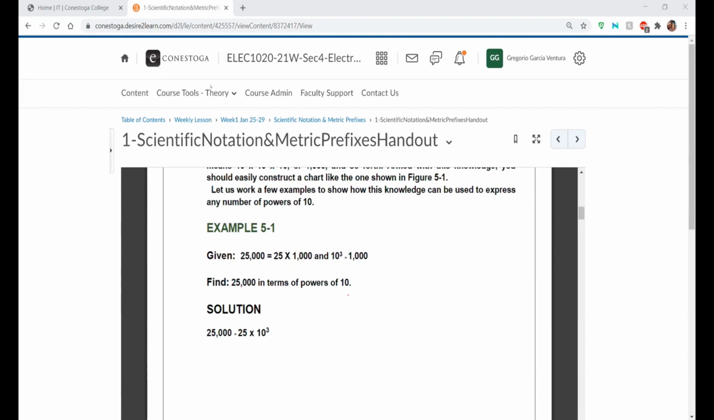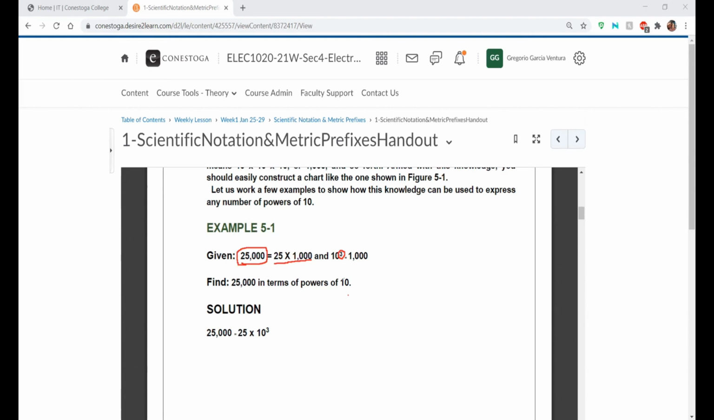I want you to look in this handout, for example. Let's say that we have this quantity, 25,000. 25,000 becomes pretty much 25 times 1,000. So 1,000 means that we have 10 to the 3, okay, 10 to the power of 3. So we are going to be using this exponent 3 just to signify that we have 1,000.